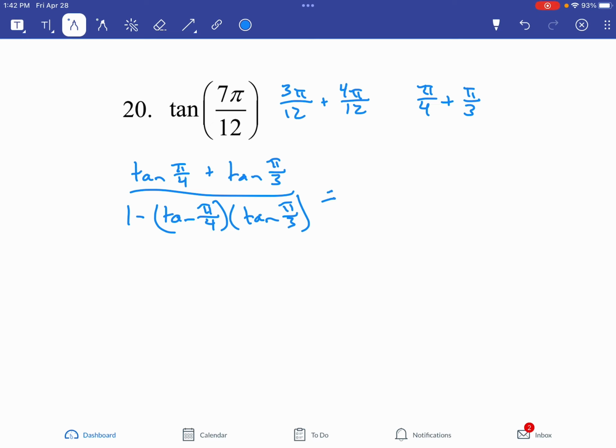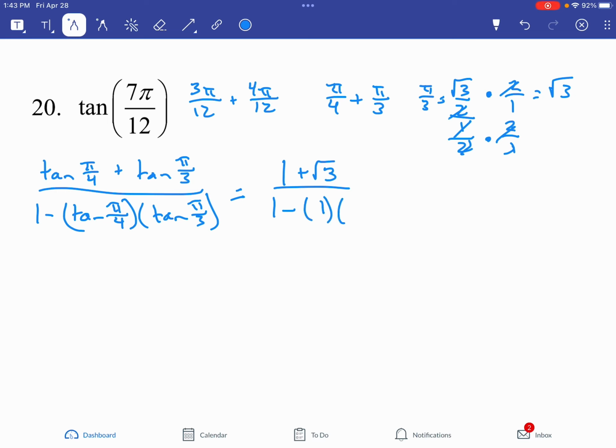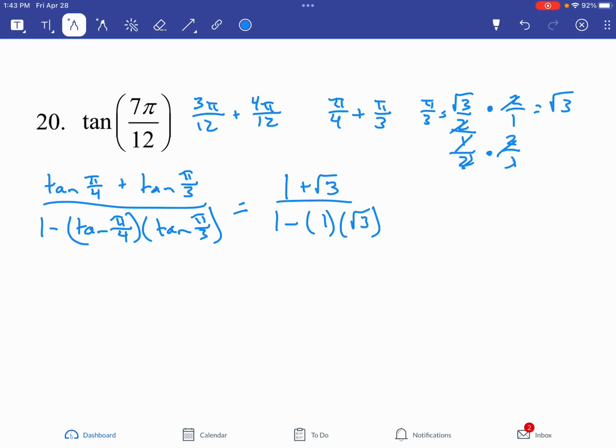Now we find on the circle what these are. Pi over 4 with tangent y divided by x will just give you 1, because it's root 2 over 2 divided by root 2 over 2. Pi over 3 is root 3 over 2 divided by 1/2. So we multiply by the reciprocal, like we did with pi over 6. All these cancel, including these 2's, which means I have a 3 left over. So that's what I'm going to put down here, plus root 3. On the bottom, 1 minus tangent of pi over 4 is 1. Tangent pi over 3 is root 3. So if I simplify this, I have 1 plus root 3 divided by 1 minus root 3.